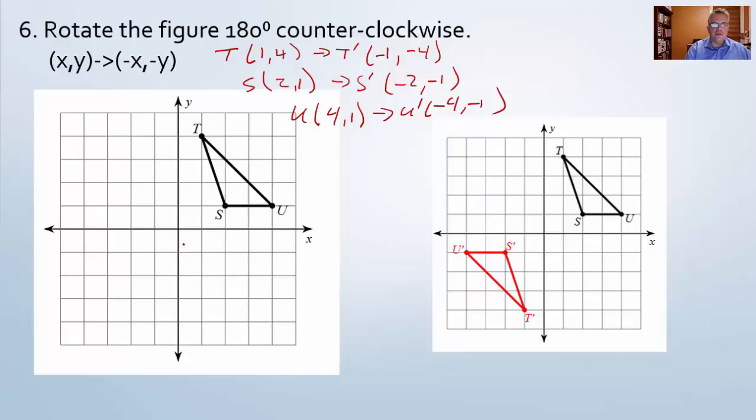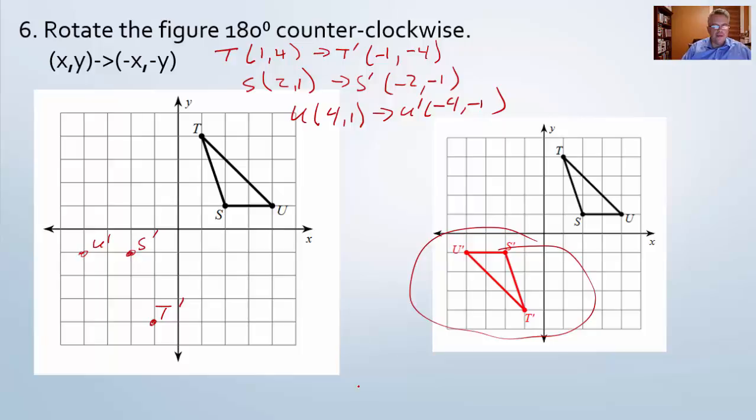So if I plot them, T prime is -1, -4. That's down there. S prime is -2, -1. Right there. And U prime is -4, -1. Right here. And I found the corners. It's kind of hard for me to do with my pen, but if you connected them, you would end up exactly with that. Are we good or what?